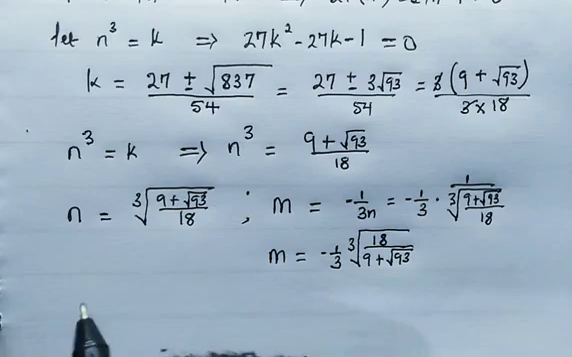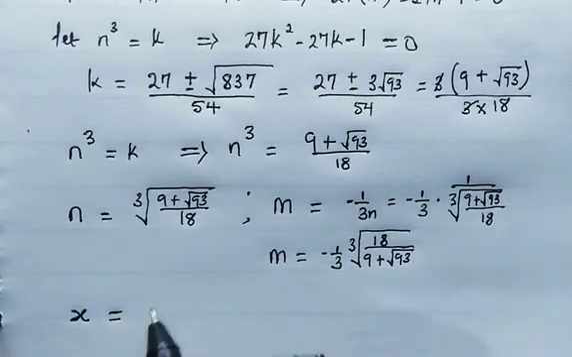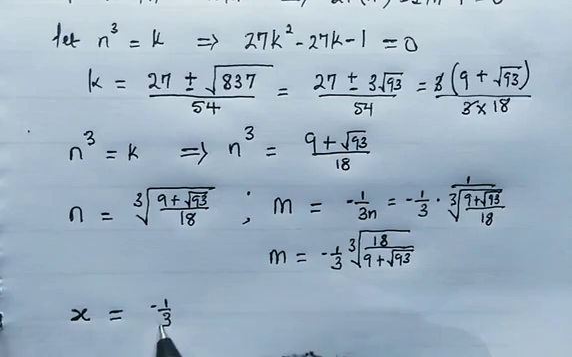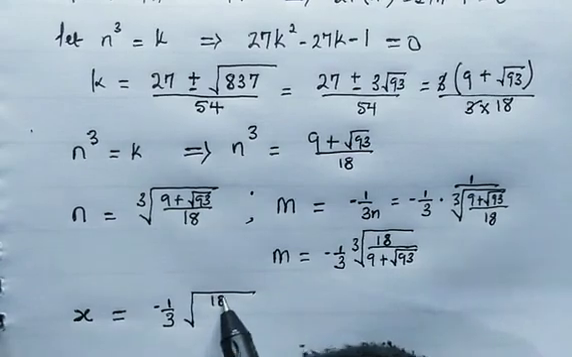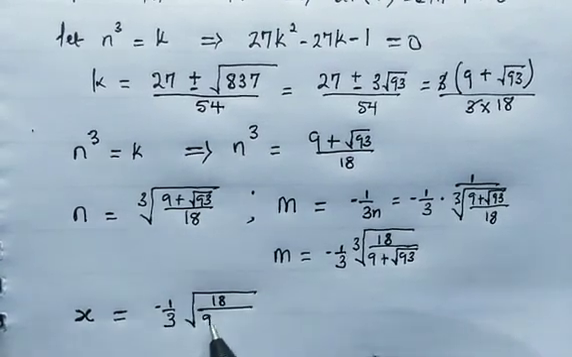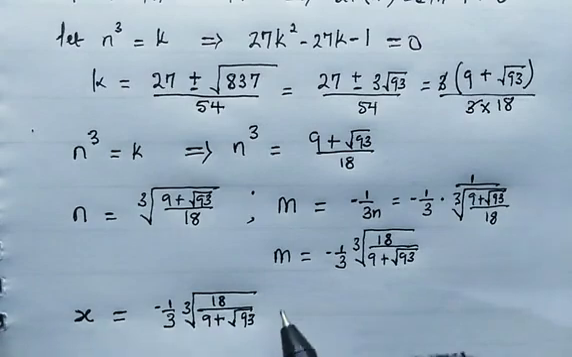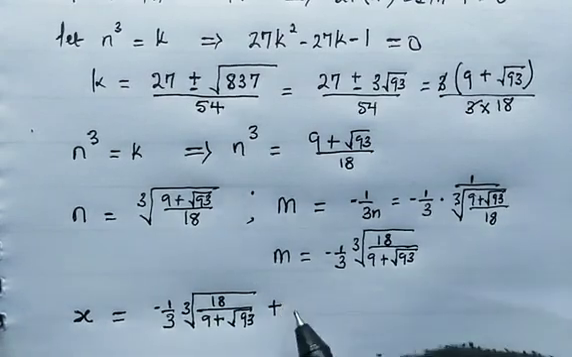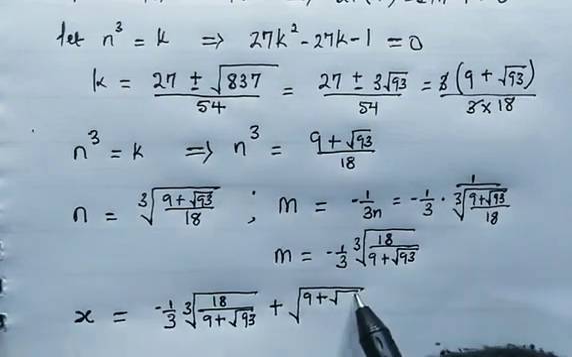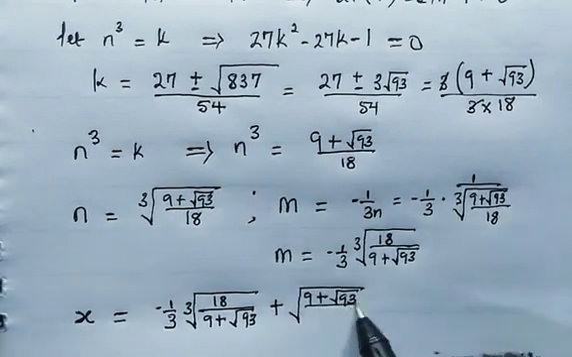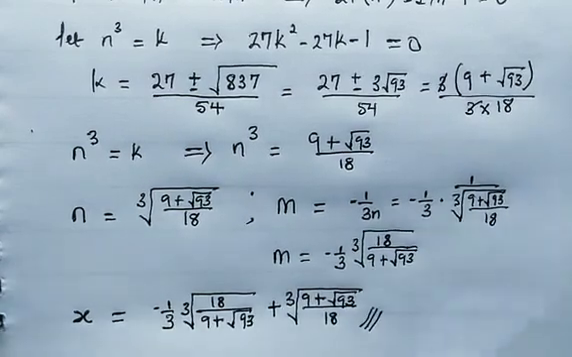Remember, x equals the sum of m and n, and from here we get the real solution, that x equals m, which is negative 1 over 3, multiplied by the cube root of 18 divided by 9 plus root of 93, then plus n, which is the cube root of 9 plus root of 93 divided by 18. Awesome. And this is the right answer.